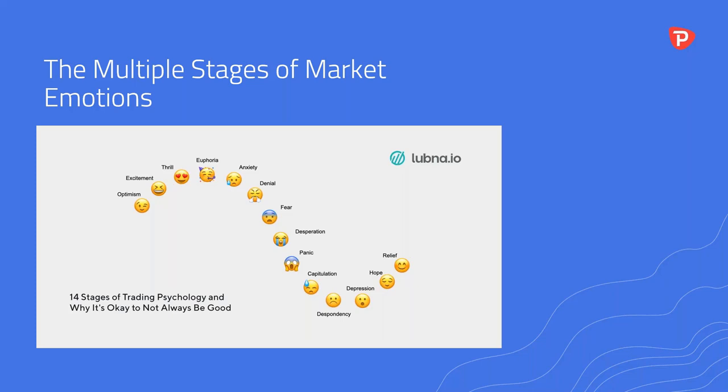Okay, so this is one that's more to do with indices at the moment, but I think it's definitely one that just shows you the stages of emotion when trading. And this is, of course, the market's 14 stages of trading psychology and why it's okay not to always be good. I just wanted to bring it up because I think people are too harsh on themselves sometimes with trading. And it's a harsh game.